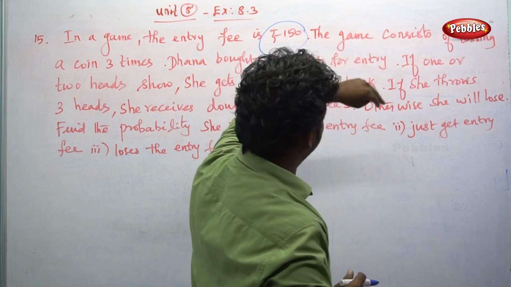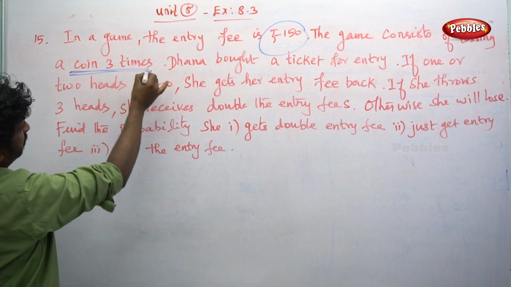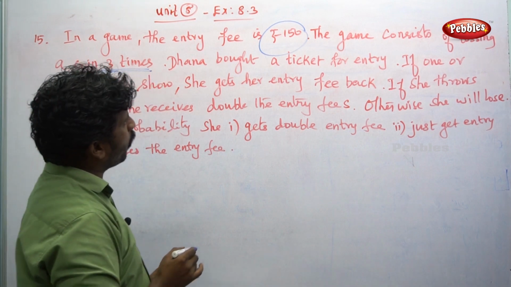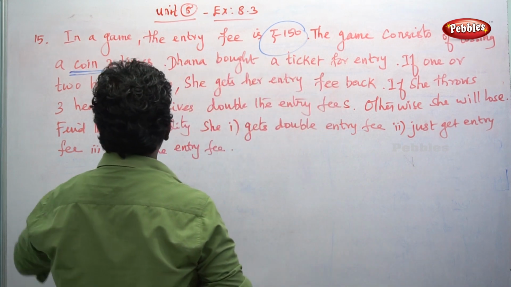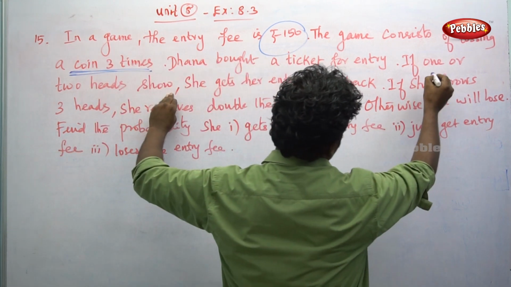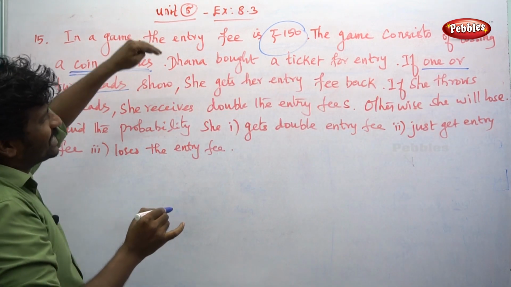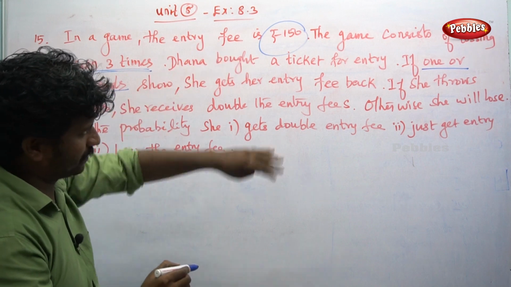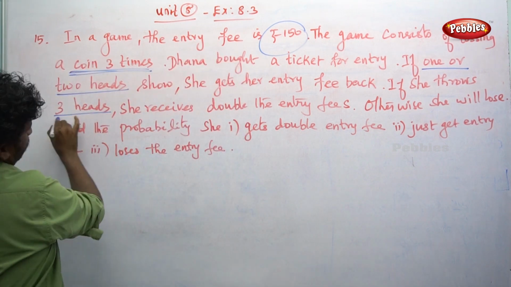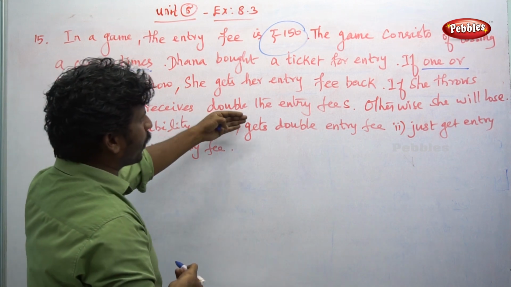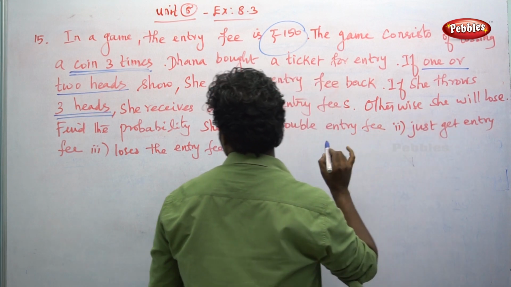The game consists of tossing a coin 3 times. Dana bought a ticket for entry. If 1 or 2 heads show, இதை கவனமாக கவனிக்கிற இந்த கண்டிஷனை. If 1 or 2 heads show, she gets her entry fee back. அடுத்து பாருங்க. If she throws 3 heads, she receives double the entry fee. Otherwise, she will lose, right?